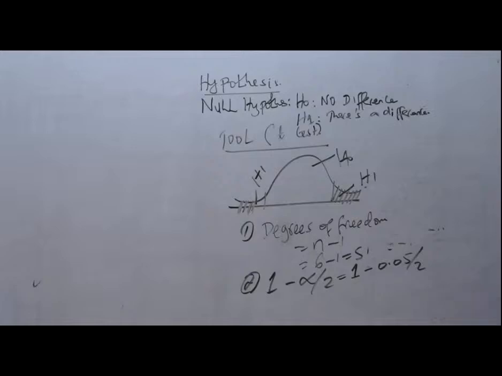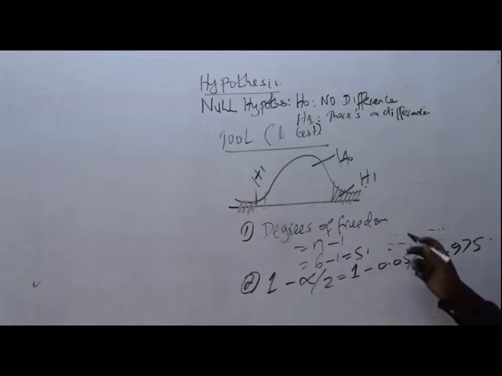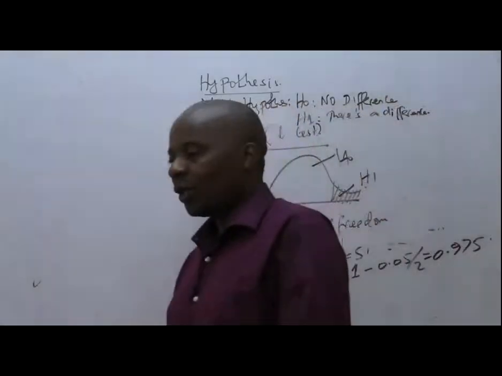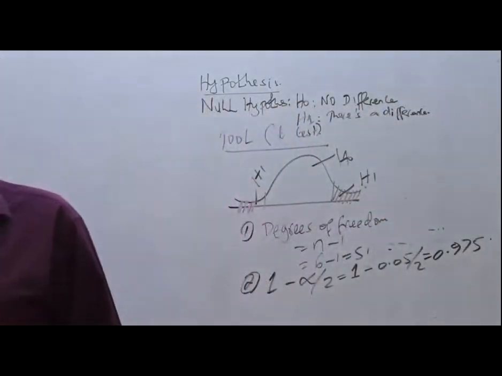Can somebody give me number 2? I know it off head. It has to be 0.9 something, 0.975, like that. Then could you kindly go ahead now to your tables and read for me the T critical, given those 2 things.